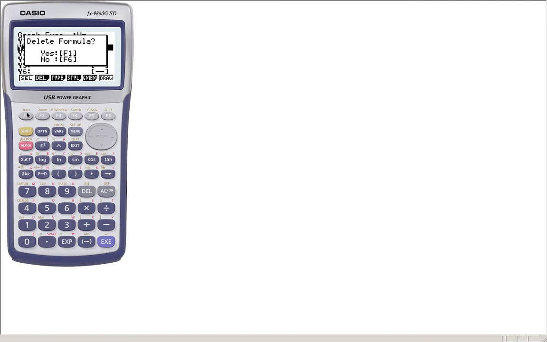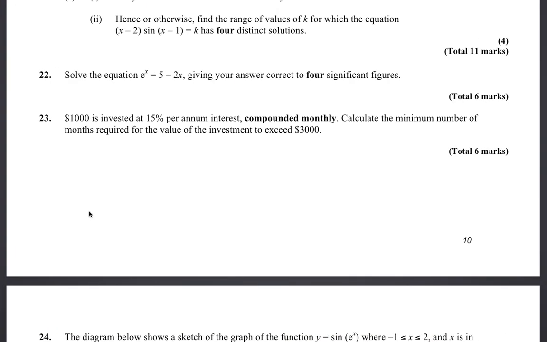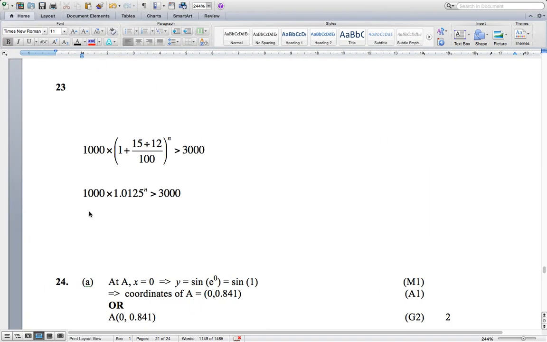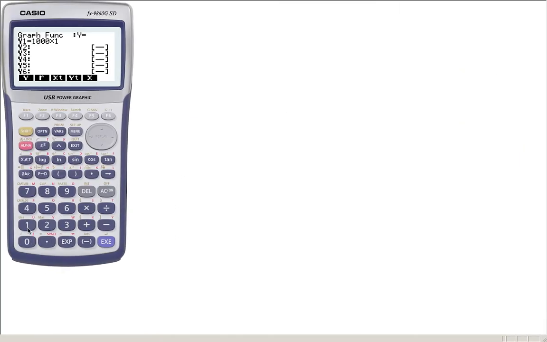Exit. Okay, so 1,000 multiplied by 1.0125 to the power x, and the second one is 3,000. So obviously I have to change the scale. So shift view window and make it 0 to, let's say, 20. Make it 30, and y minimum 0, maximum, I have written 3,000, so let me make it 4,000.